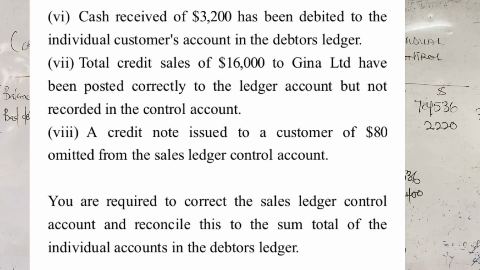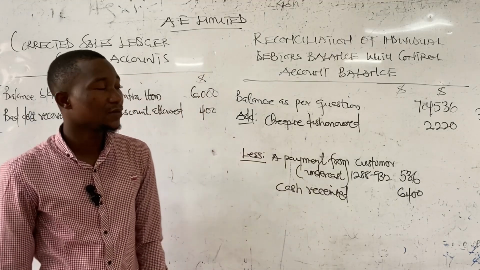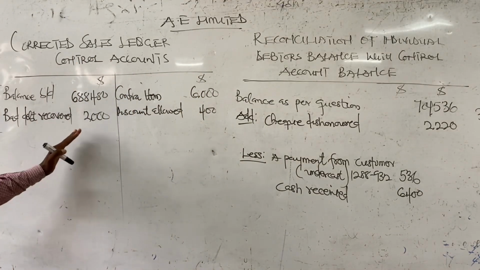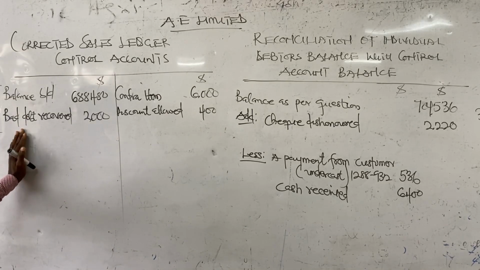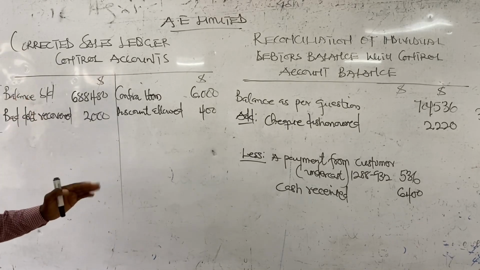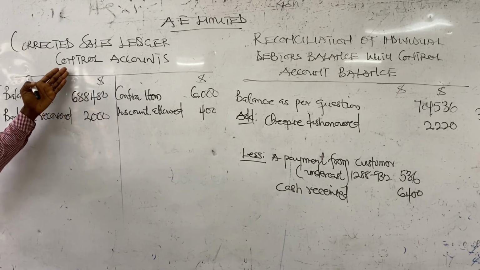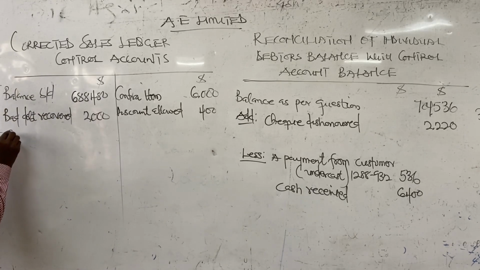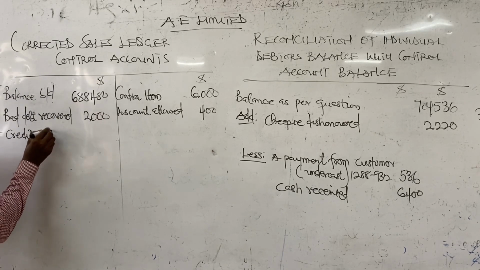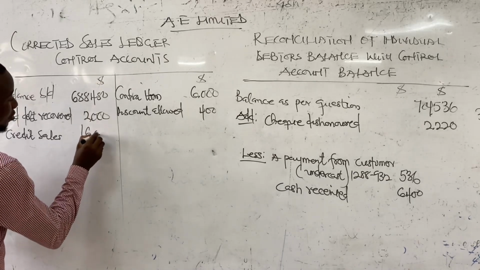The next item we have to talk about is item three. Total credit sale of $16,000 to Gina Limited has been posted correctly to the ledger account, but not recorded in the control account. Good. Where do we record credit sales in the control account? It is obviously at the debit side. The double entry for credit sale is that we credit our sales and debit debtors, and this is the total debtors account. So we have credit sales, and the credit sales is 16,000.